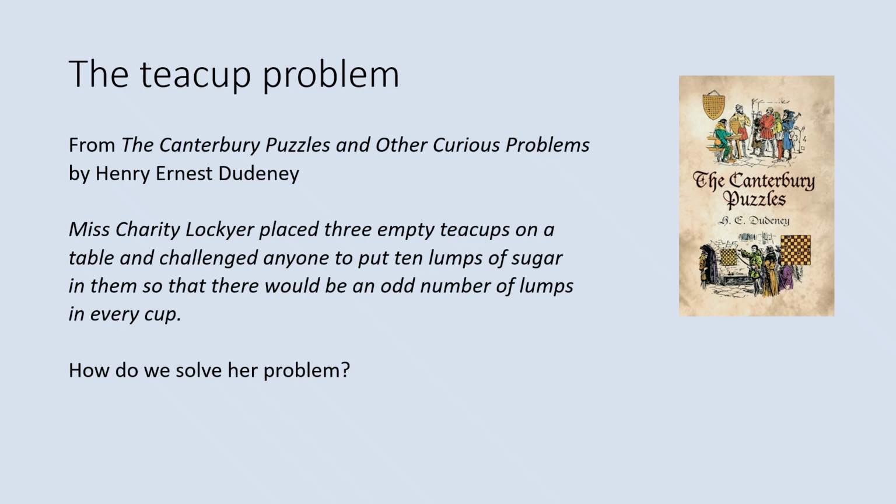So how do we solve her problem? This is a problem that is a Diophantine equation. We have how many are in the first cup plus how many in the second cup plus how many in the third cup. A plus B plus C is 10, but we have then this situation that we need the amount in every cup to be an odd number. So we have to really think about that.